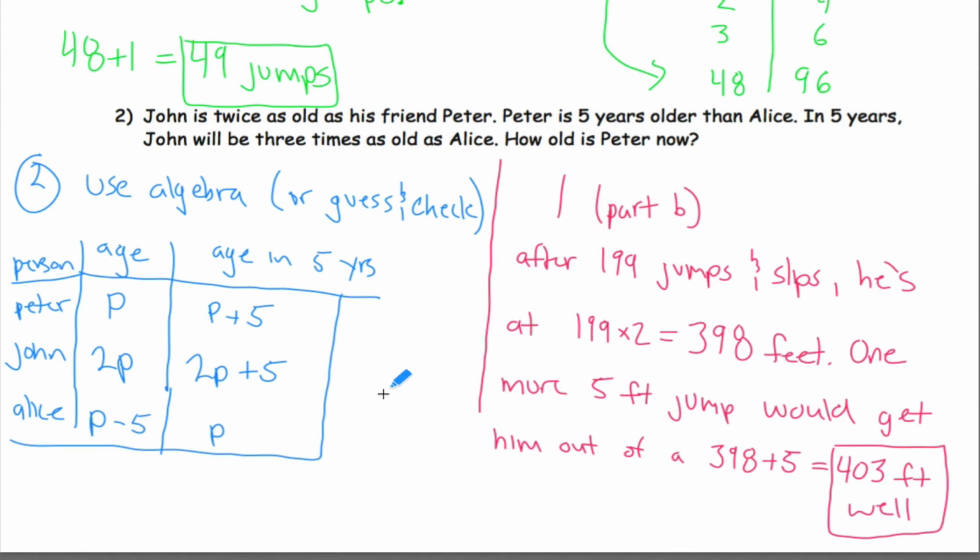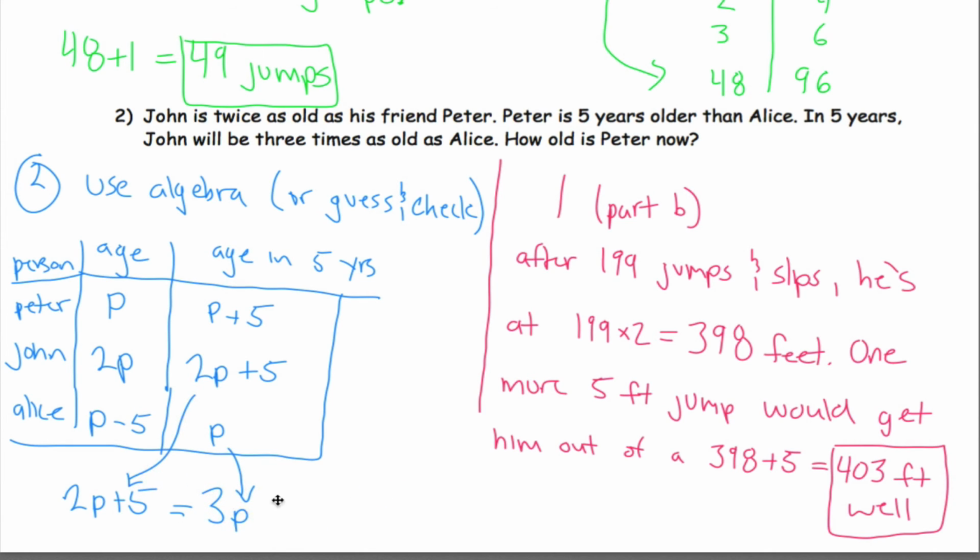I think with this information, we'll be able to set up an equation and solve. The one piece of information I haven't used yet is that in 5 years, John will be 3 times as old as Alice. So in 5 years, John is this age, 2P plus 5. This is John's age in 5 years. In 5 years, John will be 3 times as old as Alice. So John will be equal to 3 times what Alice is. So this P goes right here, and this 2P plus 5 goes over here.